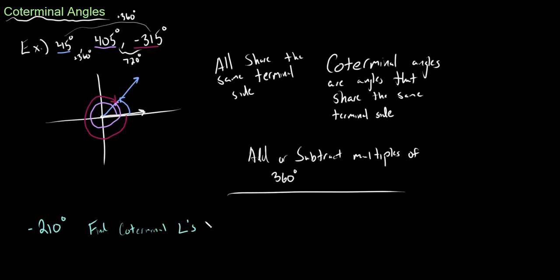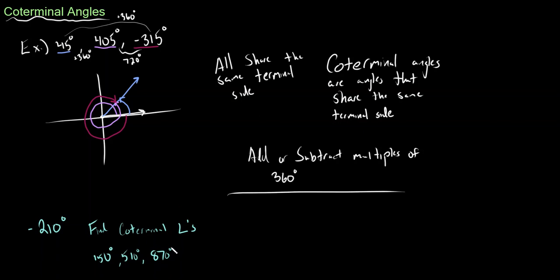Okay. Well, if I wanted to find some coterminal angles, I can just keep adding and subtracting 360 degrees. So if I added 360 degrees, I get 150 degrees. So that would be a coterminal. If I added another 360 degrees, I'd end up with 510. That would be another coterminal. I can keep doing this forever. So there's an infinite amount of coterminal angles, okay?